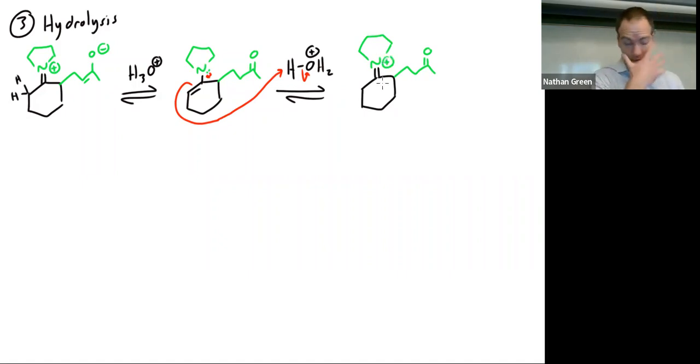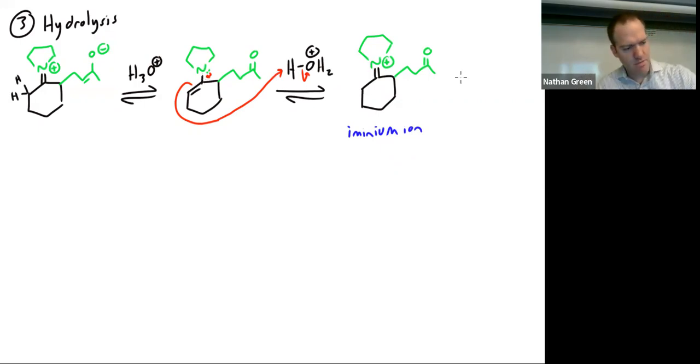Sorry, the reason I'm stumbling over myself here is really the H3O plus is going to neutralize this ketone. This is going to turn back into the enamine, but then instantly goes back to the iminium ion. You might recall iminium ions because they are intimately linked to forming enamines. This goes back and forth.